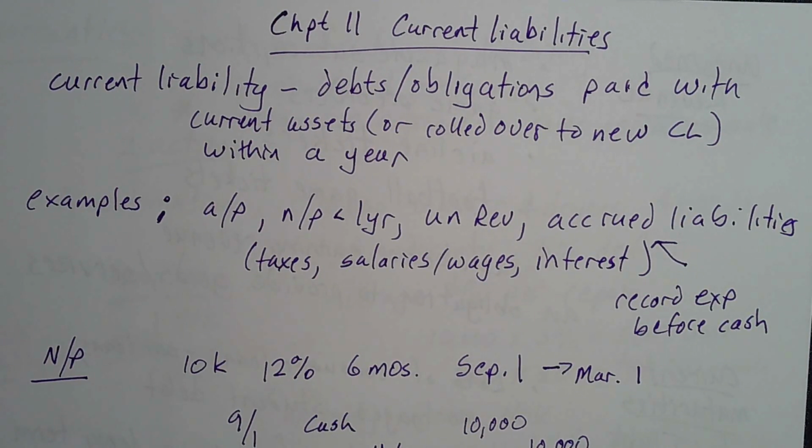Okay, let's take a look at Chapter 11, Current Liabilities. We've worked our way through a good portion of the balance sheet. We looked at cash, inventory, AR, long-term assets, and now we're on to the liability section. Current liabilities are debts and obligations paid with current assets.